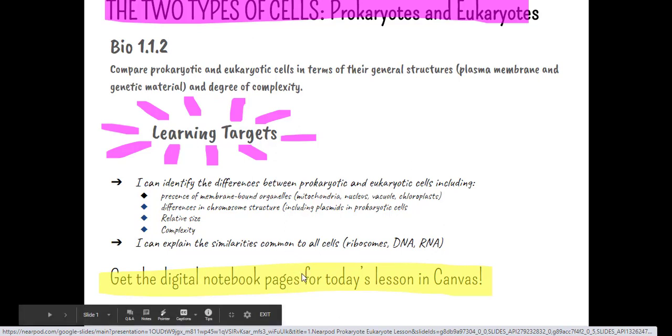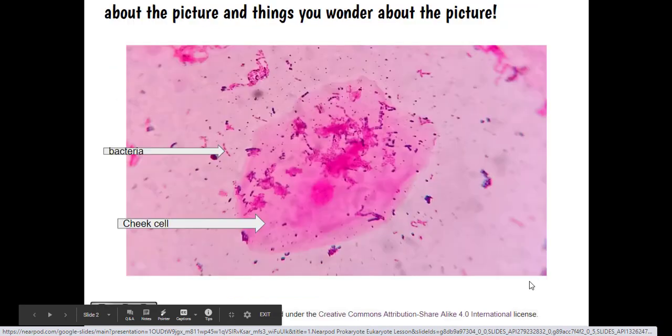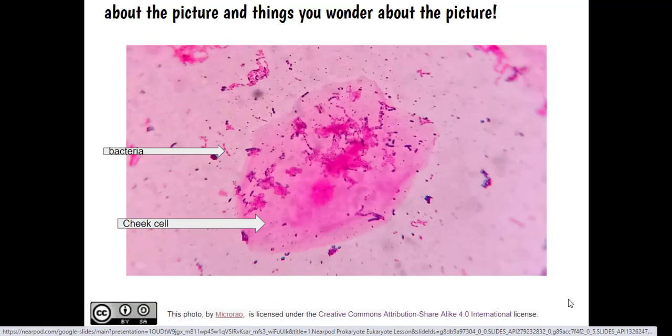So you'll need the digital notebook pages for today's lesson right off the bat. So make sure you get those in Canvas and you've got them open somewhere or added to your digital notebook. So you should have started by looking at this slide, and it said put things you notice and things you wonder on the next page.